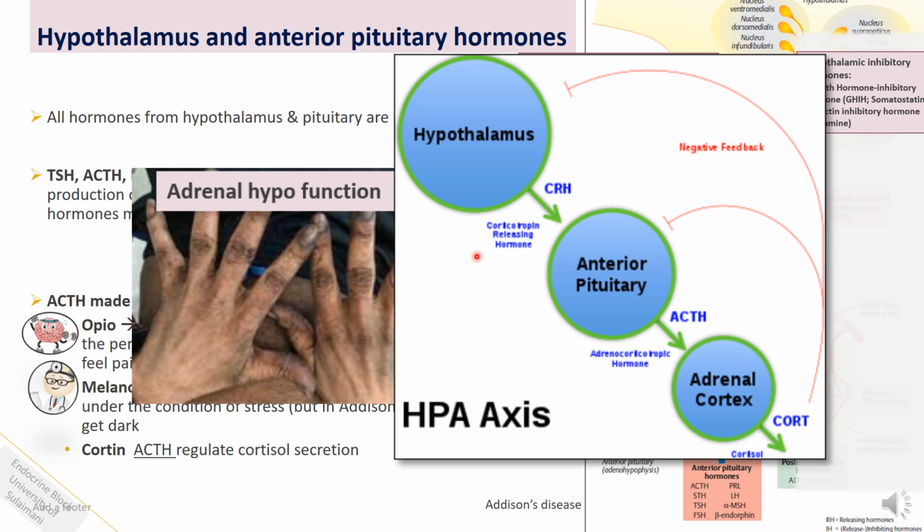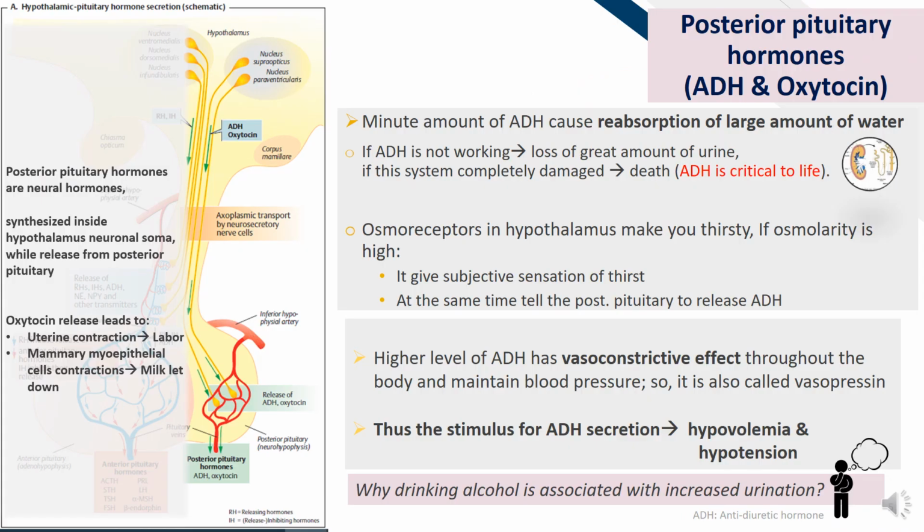Of course, there are several other features, symptoms and signs that the patient has. This is one of the features. But why does it cause darkening? This is present in your lecture. You can read it. What about the posterior pituitary hormones?